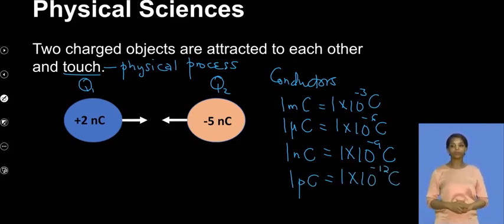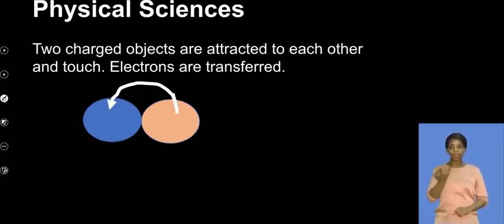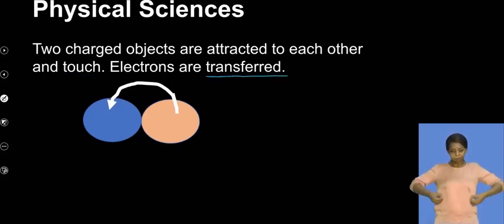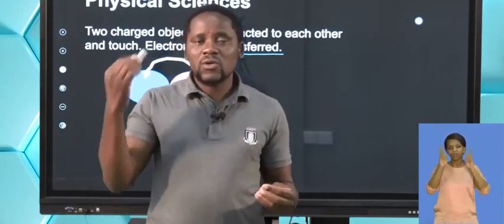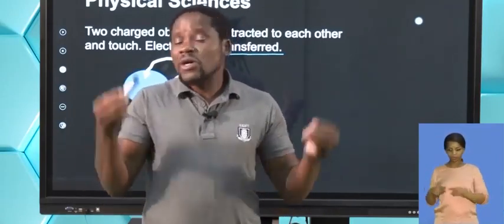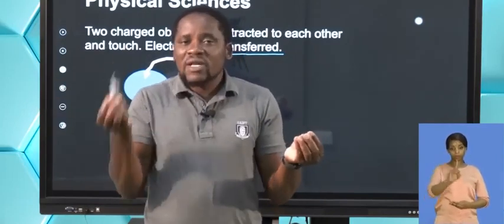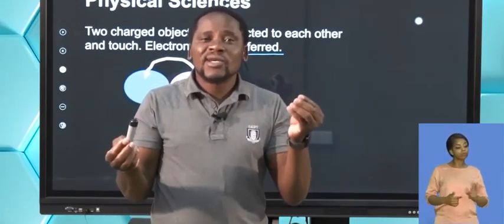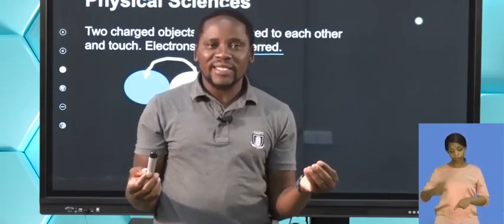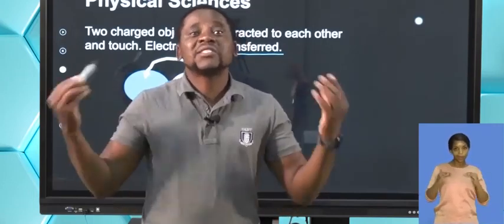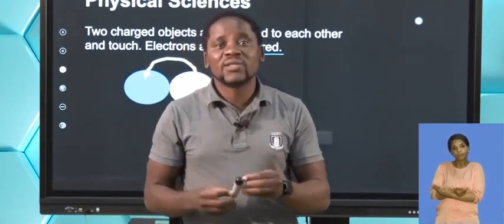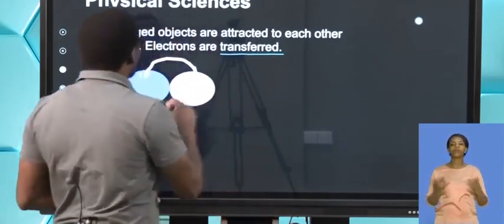Now if the two come into contact, that's the physical process, and we know that electrons are transferred. Let's break it down. What exactly do we mean when we say electrons are transferred? If Q1, for argument's sake, loses electrons, whatever is lost by Q1 equals what is gained by Q2. So what is lost equals what is gained, which also equals what is transferred during that contact, the physical process we earlier referred to. So the transfer of electrons occurs.